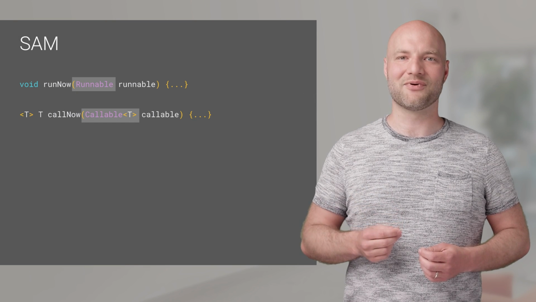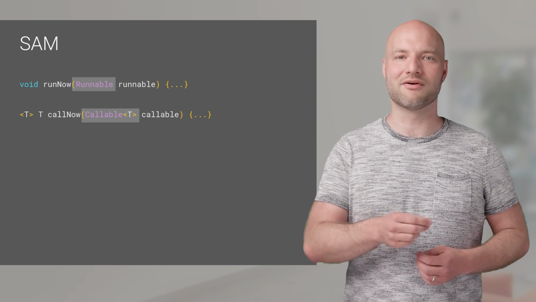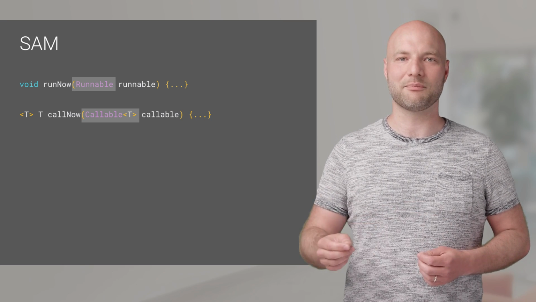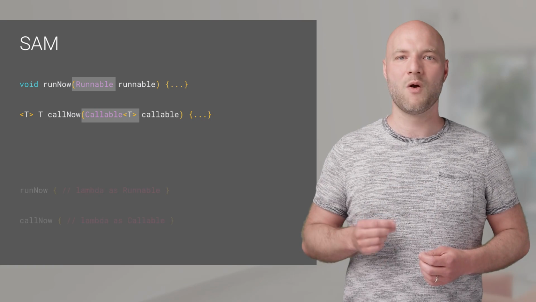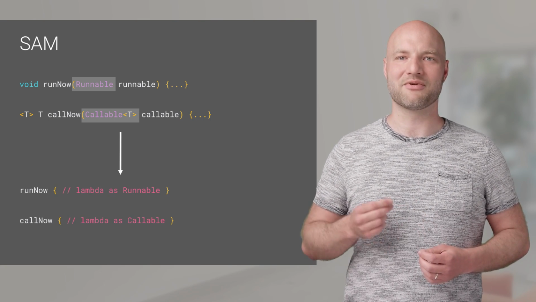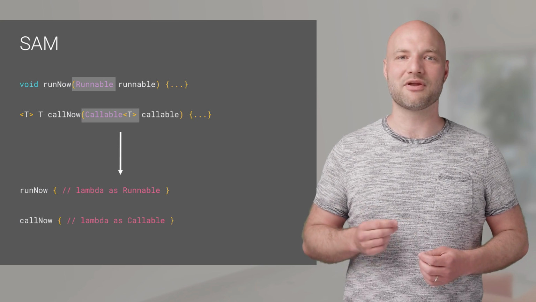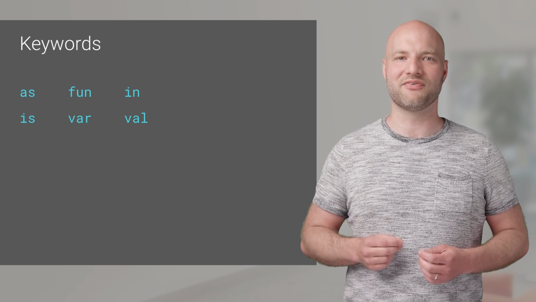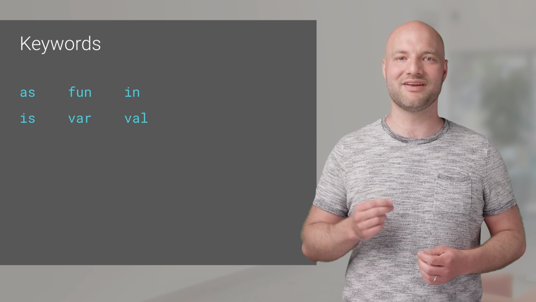Next, Kotlin adds support for lambdas, and you can interop with them by using single abstract methods. Examples of single abstract methods are Runnable and Callable. When defining your API, make sure to put your single abstract method parameters last, then Kotlin developers can make full use of lambdas. And finally, Kotlin has some different keywords, and it's important to avoid name conflicts.